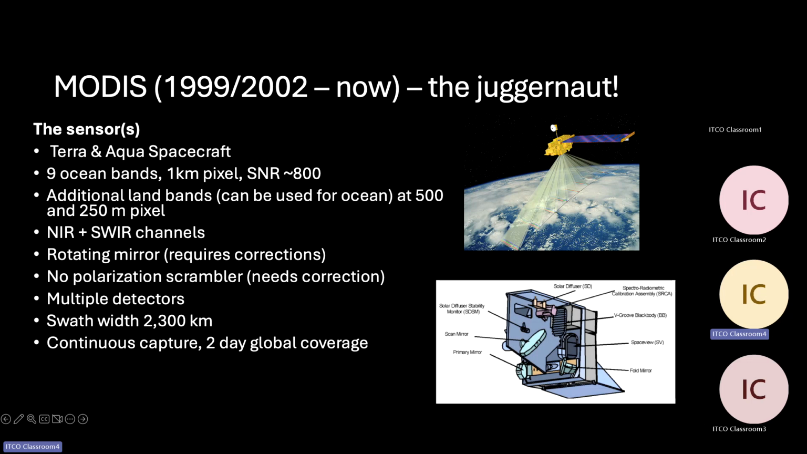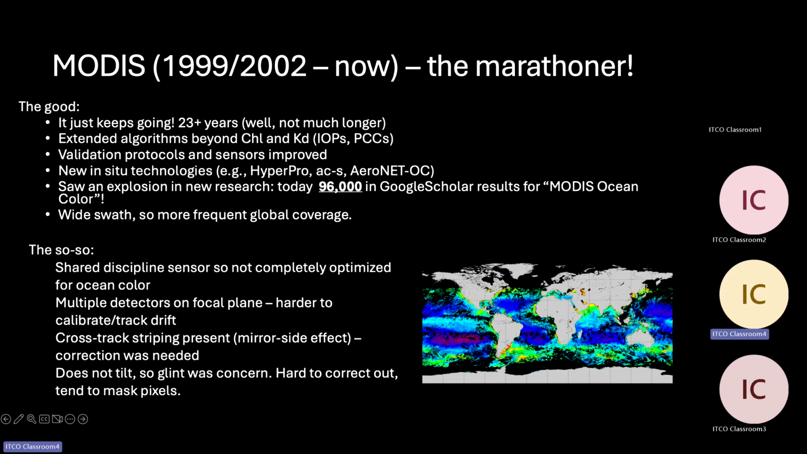Again, SeaWiFS didn't have that problem because we had something called the polarization scrambler inside, so it wasn't so sensitive to atmospheric polarization. MODIS had multiple detectors. The nice thing about MODIS is the nice big swath, so you could see a lot more of the Earth more frequently, with about a 2-day global capture. It just keeps going, but not for much longer. They're about to deorbit MODIS in the coming years. Probably needs a nice retirement.